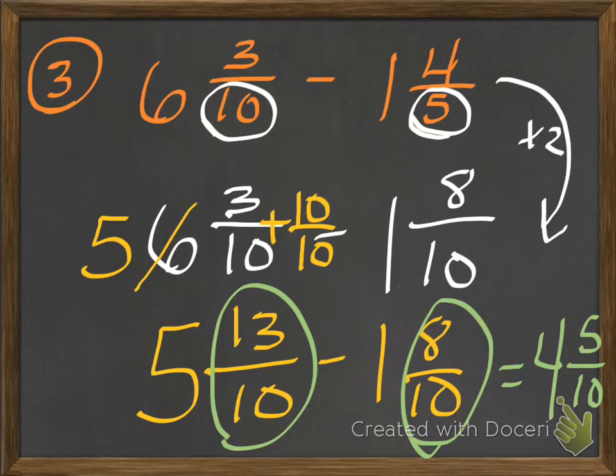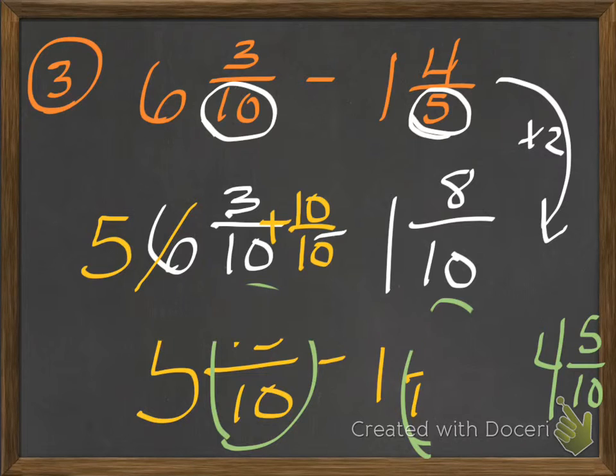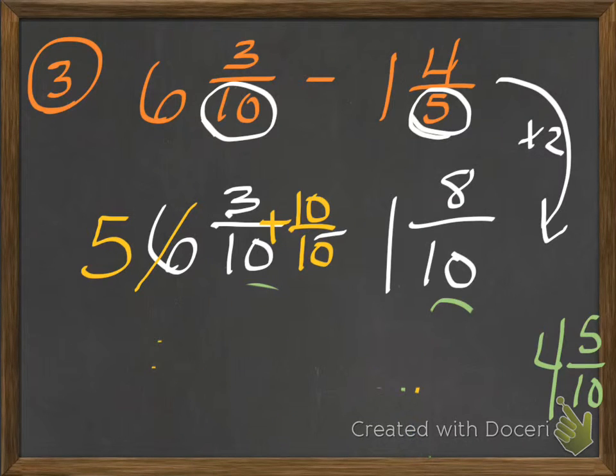I'm going to move this over, erase the... Sorry, I'm going to move it over because I noticed that I can simplify this time. We haven't simplified yet. So 4 5/10 is where I left off.